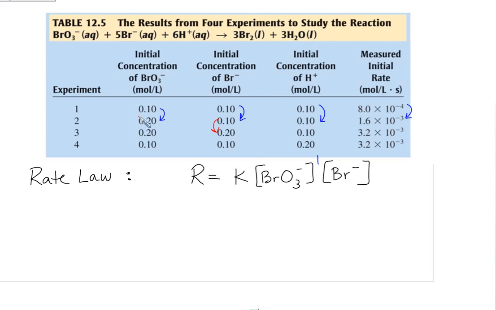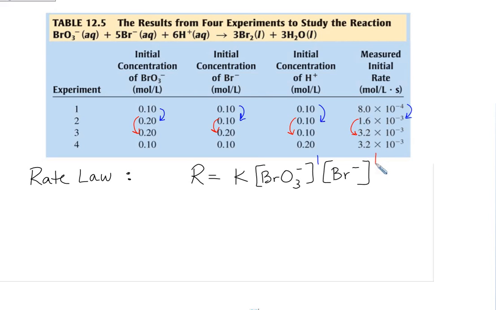Bromine doubles and the other two stay constant. So we ask ourselves the same question. If I double the concentration, what happens to the rate? And by golly, it doubles again. So this exponent is like a 1.